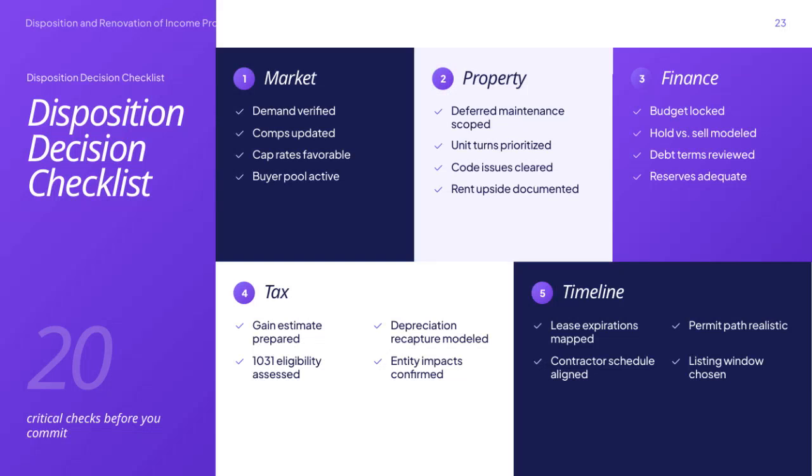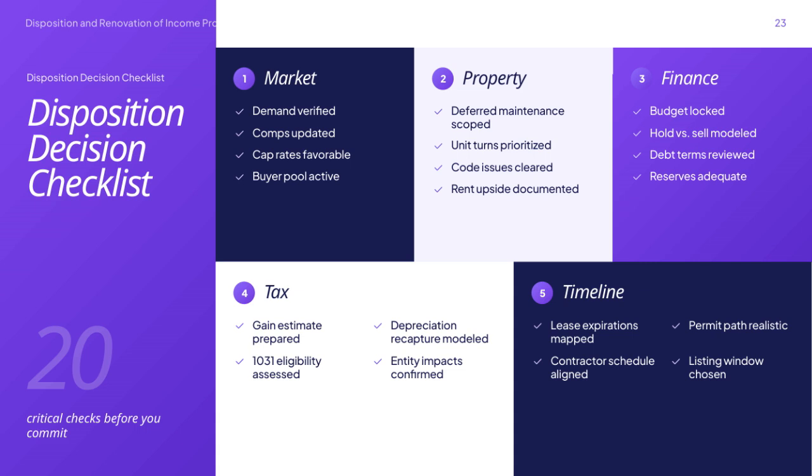Before moving forward with any property disposition decision, it's crucial to go through this checklist to ensure you're making a well-informed choice. First, under the market section, verify demand carefully. Make sure comps are updated, cap rates remain favorable, and the buyer pool is active. These factors confirm the property's market viability.